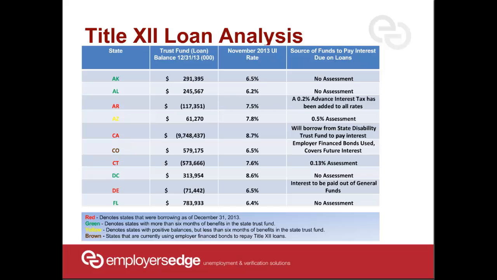We can see, like, Alabama here has $245 million in surplus, so there's no assessment to the employers. Arizona here, there's a 0.5% assessment, but they have less than 6 months of benefits out there. So they're getting close to where they don't want to borrow again, so they're adding some assessments to make sure that their reserve balances are solvent, so they have enough money to pay out to the claimants.